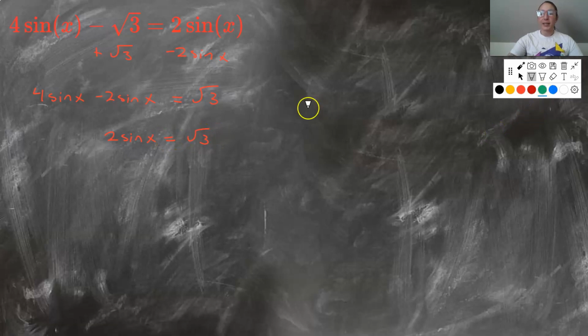I need to isolate the sine of x, so I'm going to divide everybody by 2. Hopefully these steps are looking really familiar, right? This is all stuff we used to do when we were just solving for x. So now sine of x equals root 3 over 2.